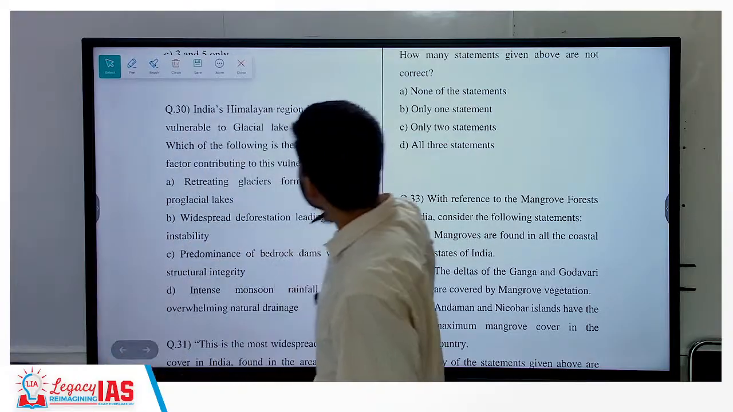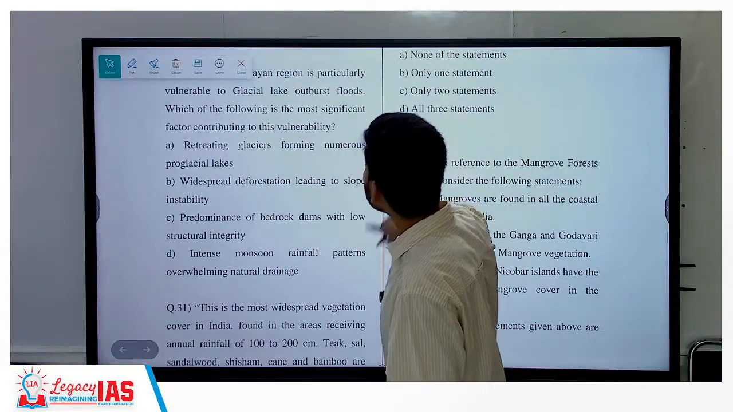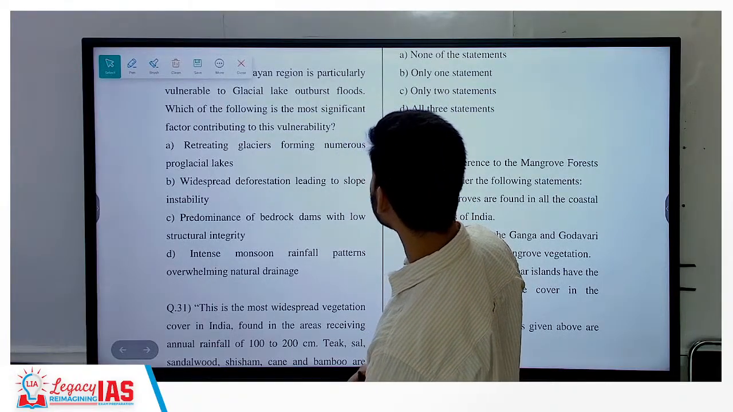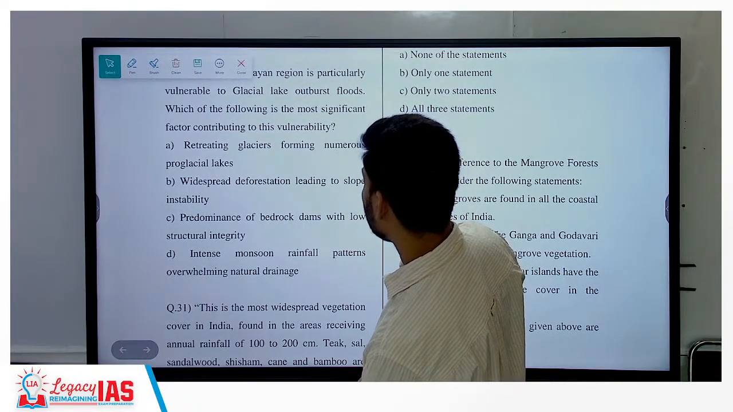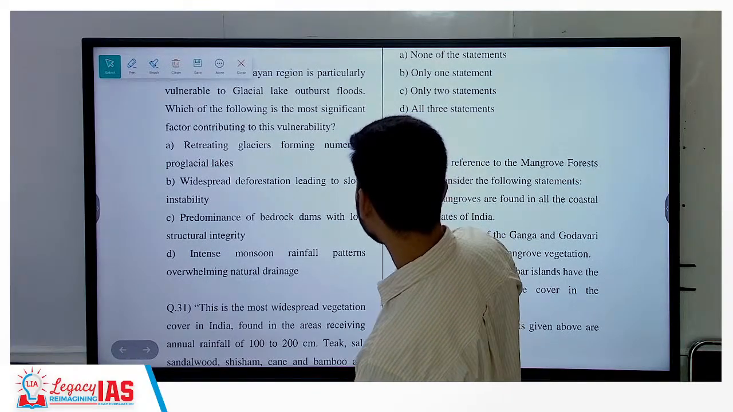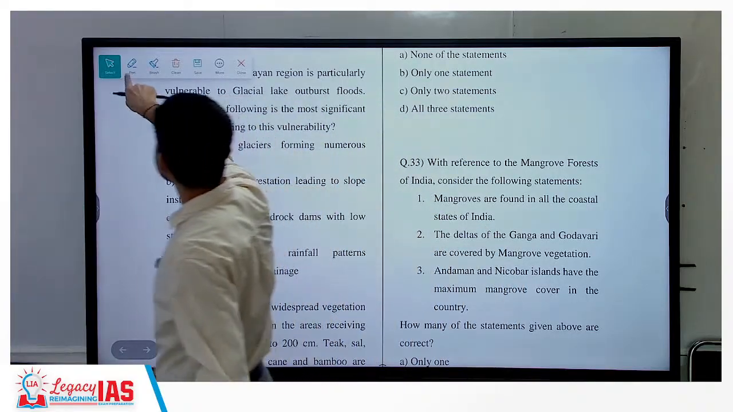So that's fine. India's Himalayan region is particularly vulnerable to glacial lake outburst flood. Which of the following is the most significant factor contributing to this vulnerability? Retreating glaciers forming numerous proglacial lakes, widespread deforestation, no. Predominance of weak rock dams. A. Retreating glaciers forming numerous proglacial lakes.